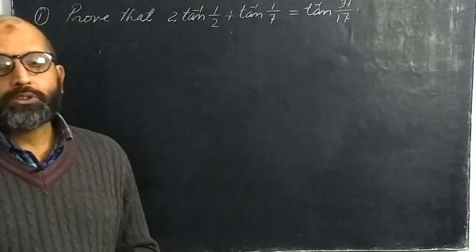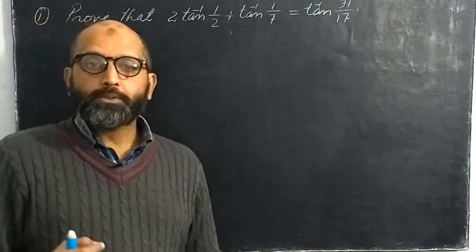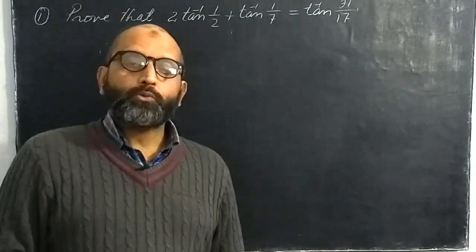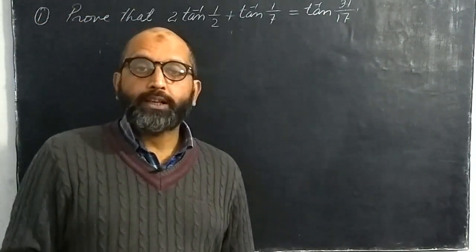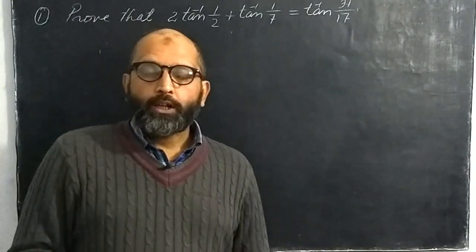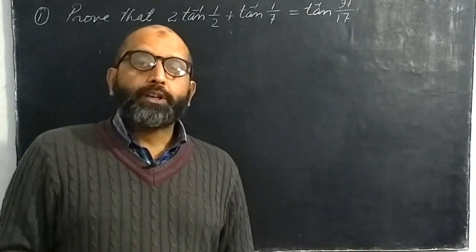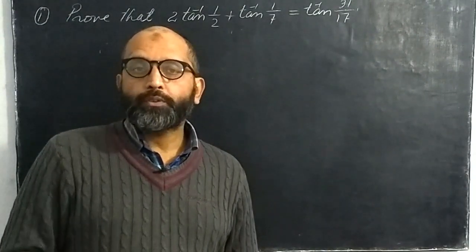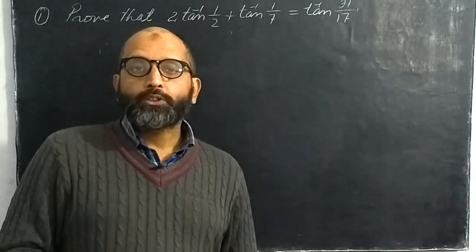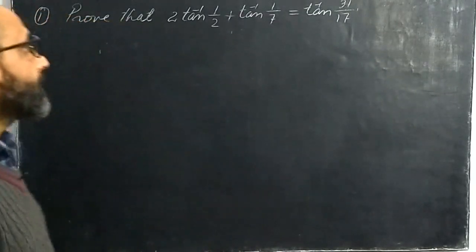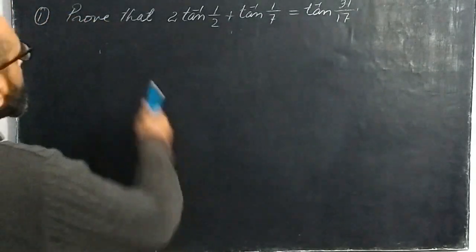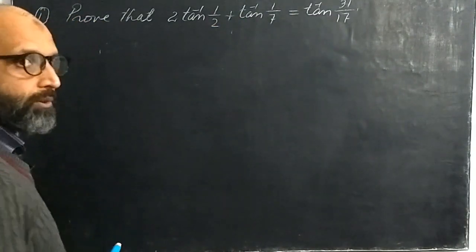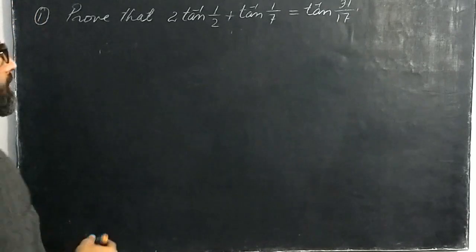And the second type of questions are those where we need to simplify an expression, that is, we need to write a given expression in the simplest form. And the third kind of questions are those where we need to evaluate an expression given in the form of inverse trigonometric functions. So first, I have taken the first type of sum where we need to prove that 2 tan inverse half plus tan inverse 1 upon 7 is equal to tan inverse 31 upon 17.